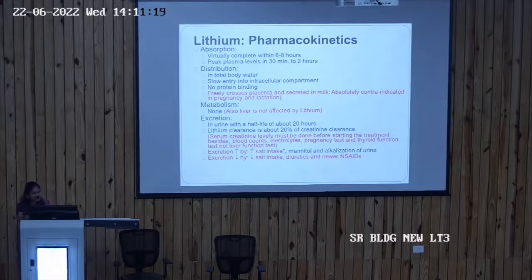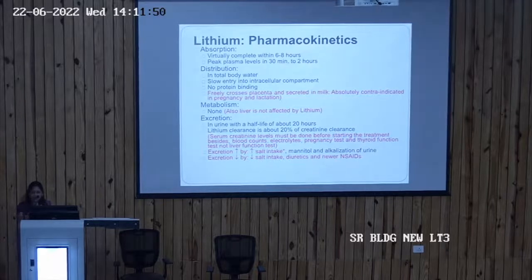It is excreted as such through the kidney. So अगर liver parameters compromised भी हैं, you can give this lithium. Lithium has no role in the liver function. It is not affected, excretion is not affected. But kidney function test has to be done before giving lithium. So you have to see the creatinine clearance, because otherwise lithium excretion can be affected if you are not seeing the kidney function.